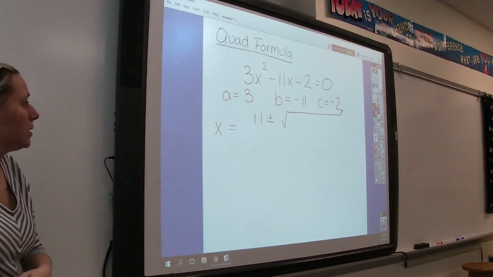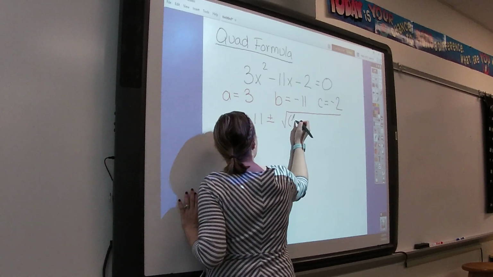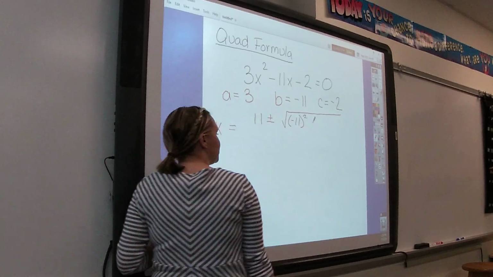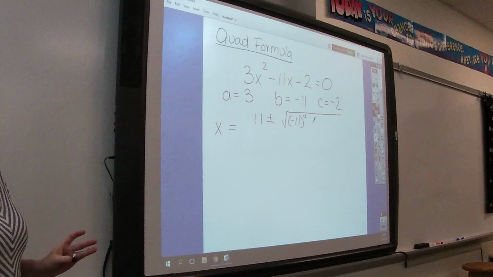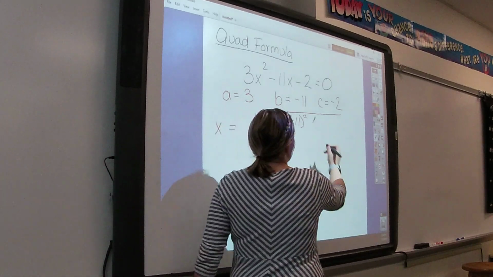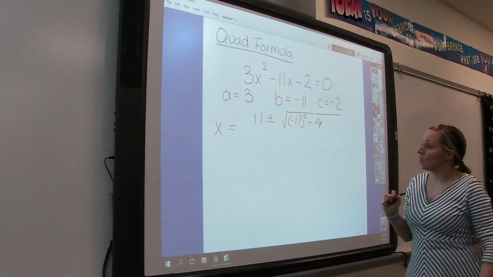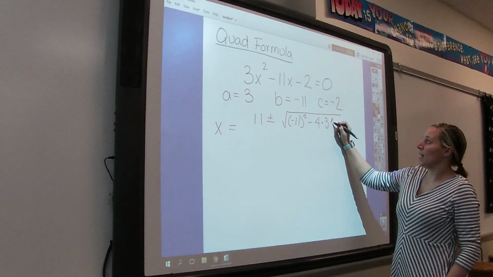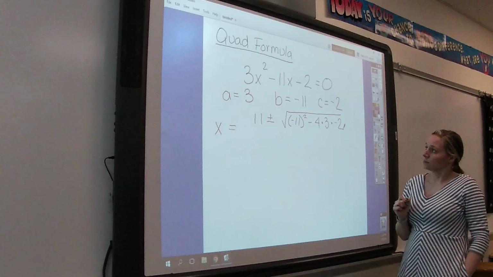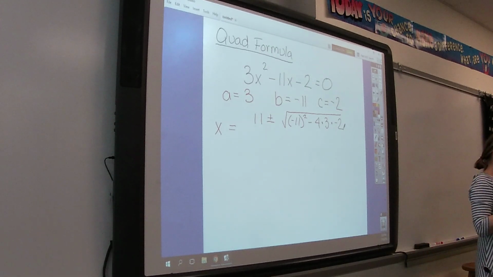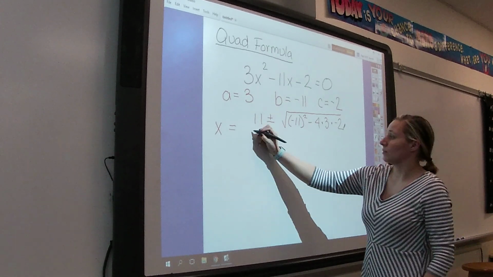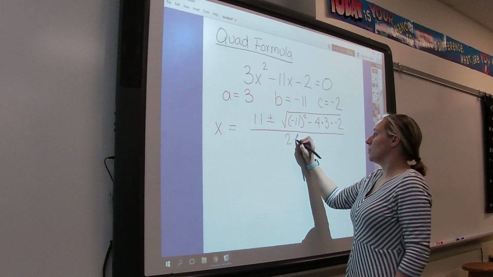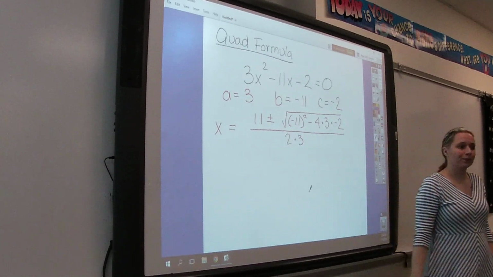Okay, plus or minus the square root of b squared, so negative 11 squared, minus 4, because that's part of the formula, times A, times C, all over 2 times A.